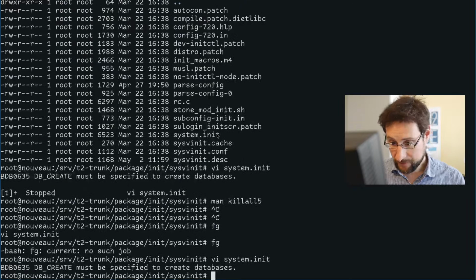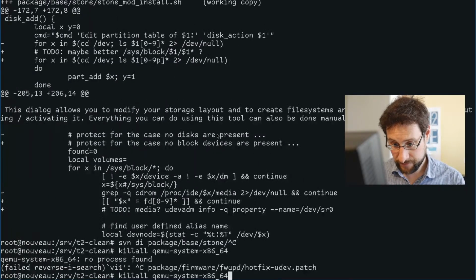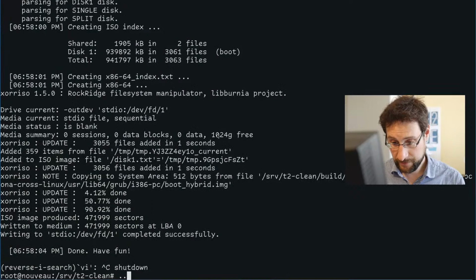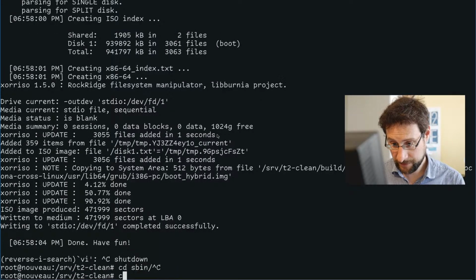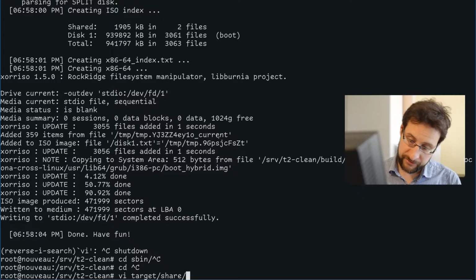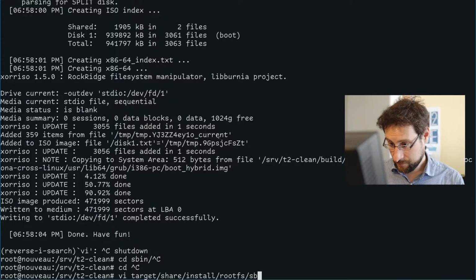Oh wait, this is again the wrong file. Package init, where was it? Or where did I edit that? Too many tmuxes. Here actually. Target share. I see it in there. Target share generic. No, install. Root has been shut down.